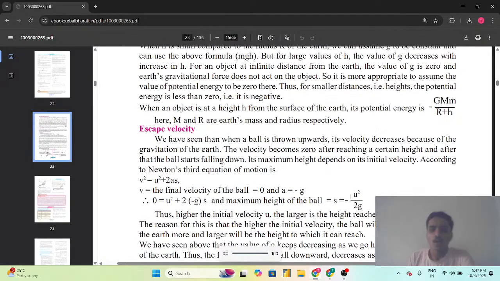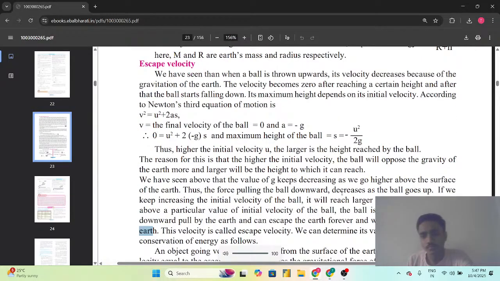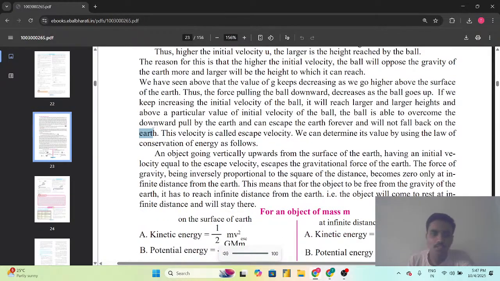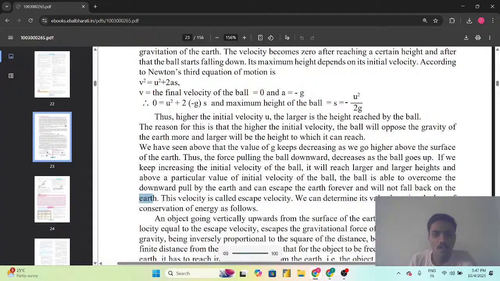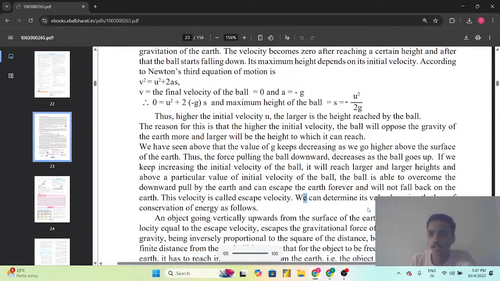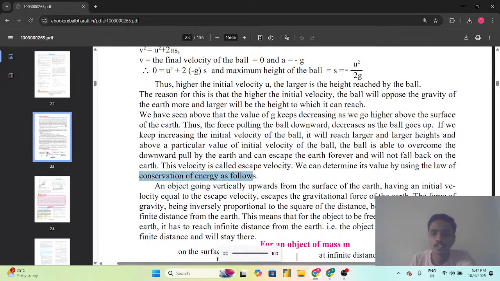So if we keep increasing the initial velocity of any object, at some point we have increased it so much that the ball can never return back to the earth's surface. That velocity will be the escape from the earth forever. So that velocity we are calling the escape velocity, and we can determine its value by using the law of conservation of energy as follows.